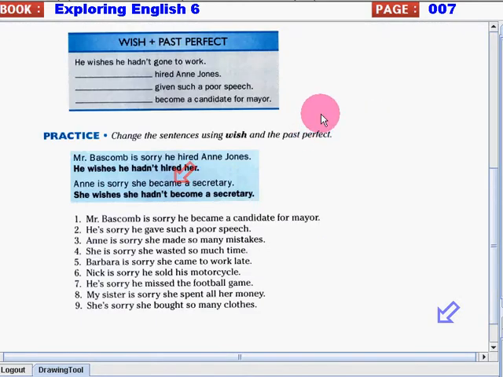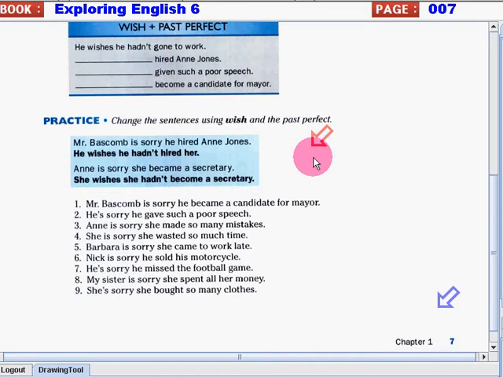Now let's go on to this structure. The word wish plus past perfect tense. He wishes he hadn't gone to work. He wishes he hadn't hired Ann Jones. He wishes he had not given such a poor speech. He wishes he had not become a candidate for mayor. Change the sentences using wish and the past perfect.